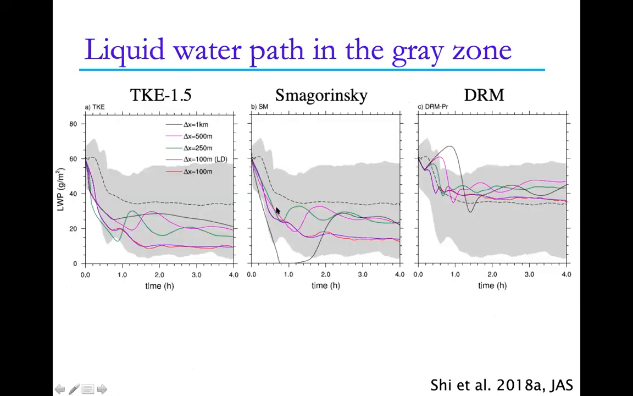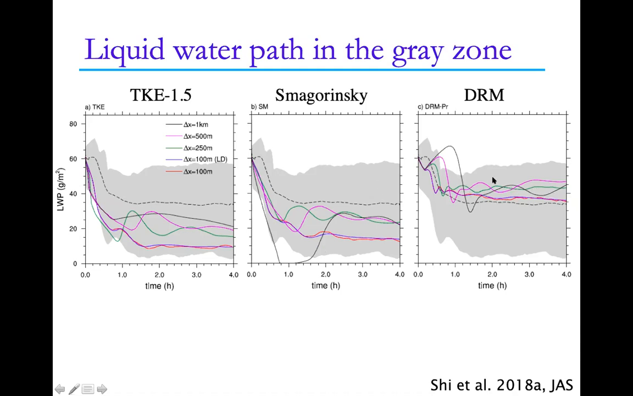So here's a time series again of liquid water path for the TKE, Smagorinsky, and DRM closures. And just if you step back and look at this, you automatically see the DRM is able to maintain much more cloud water compared to either of the two eddy diffusivity closures. And these are different horizontal resolutions seen here. So even at 1 kilometer resolution, which is the black lines here, Smagorinsky had a lot of trouble with the 1 kilometer resolution.